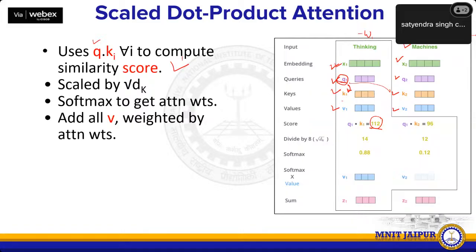And similarly with this query, using key 2, we calculate some score. To make it computationally efficient, to make it normalized, we divide it by the square root of the dimension of the key vector. So here, for example, assuming that this key dimension is 64, the square root of this is 8, and if we divide this score by this, we get a normalized value.